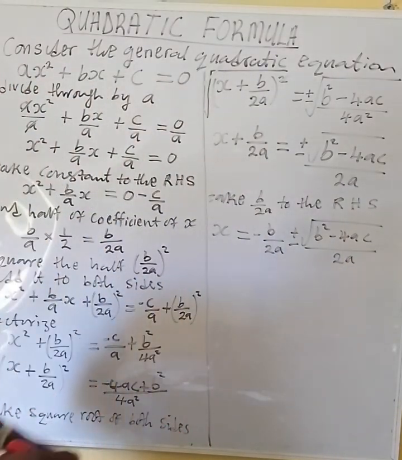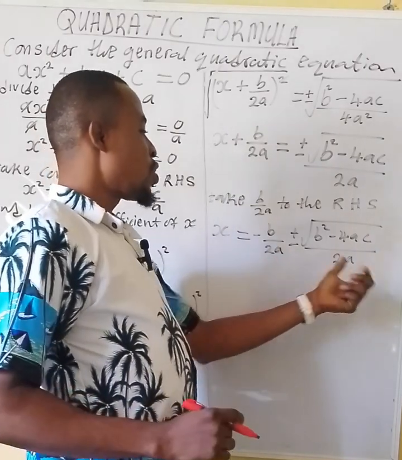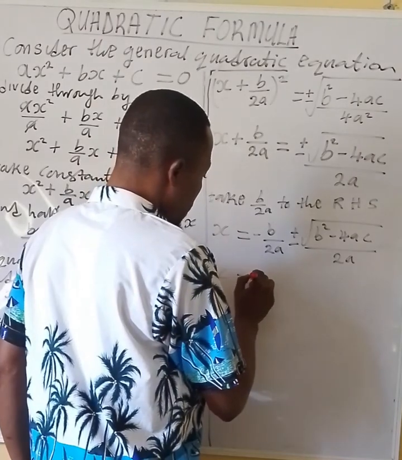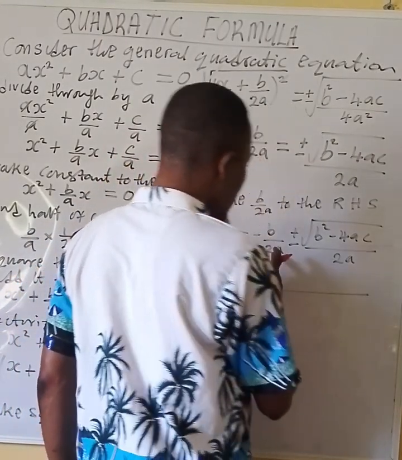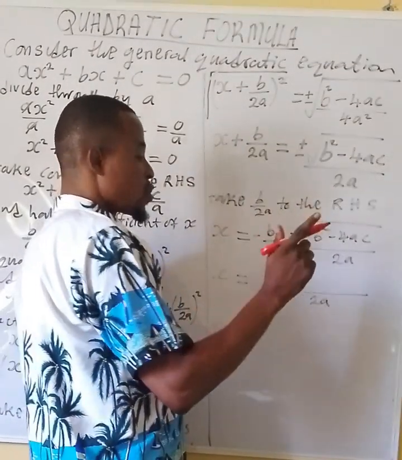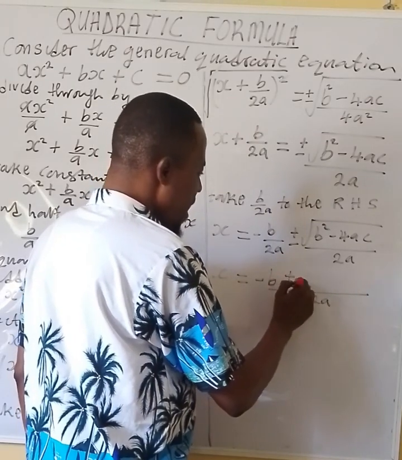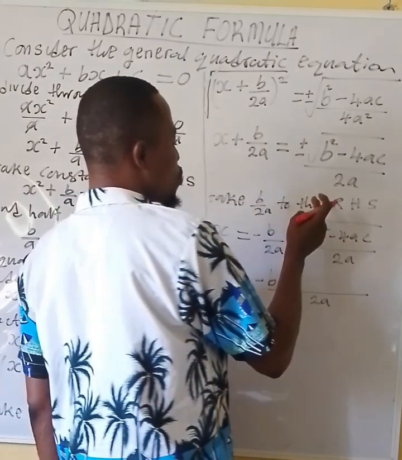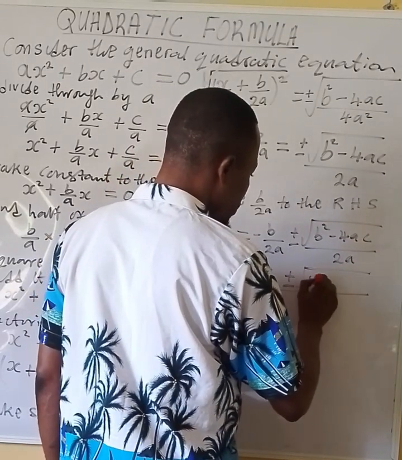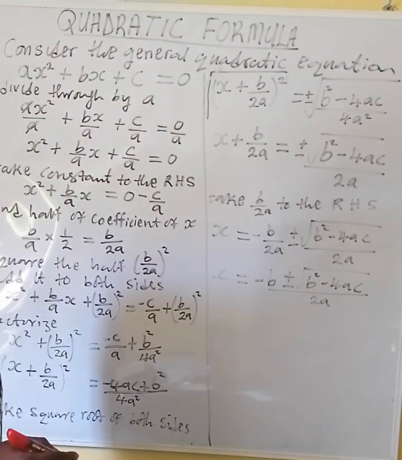Are we together now? So when you look at what we have now, this one, the denominator is 2a, the denominator is 2a. So we now find the LCM. x equals to, so now, the LCM for 2a and 2a is 2a. So 2a into 2a will give us 1. 1 times minus b will give us minus b. Plus or minus 2a into 2a, 1. 1 times the square root of b squared minus 4ac will also give us the square root of b squared minus 4ac. Are we together now?